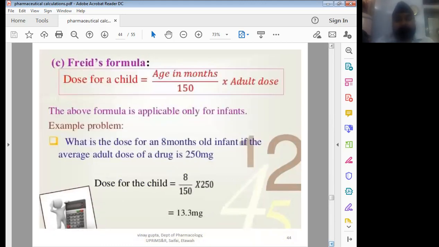Then comes Fried formula. This formula is used for infants. Here, the dose for the child is equal to age in months divided by 150, whole multiplied with adult dose.